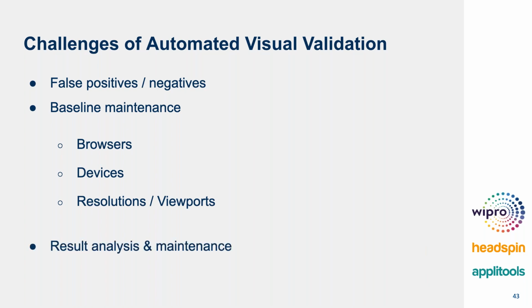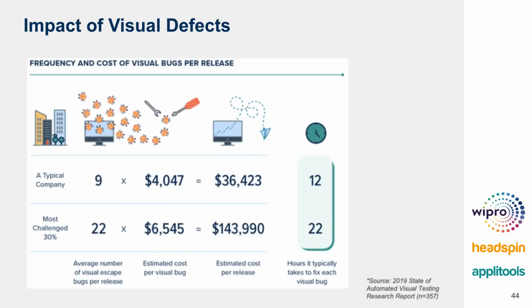And of course, once your baseline is done and you are able to run your test, how do you really look at the results of what is being given by the tool, do maintenance on your baselines, and take decisions about whether your product is working as expected or not? So these are some of the challenges when it comes to automated visual validation.